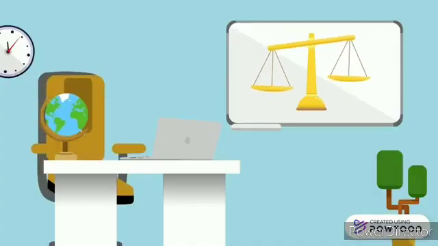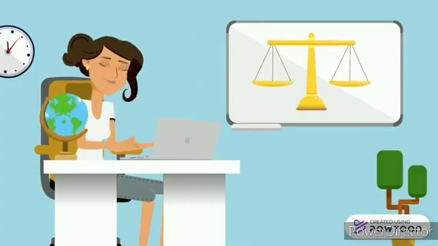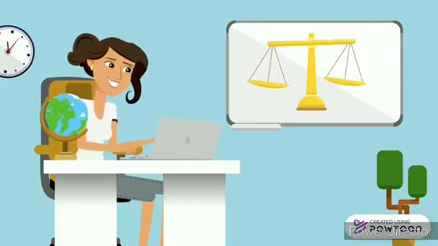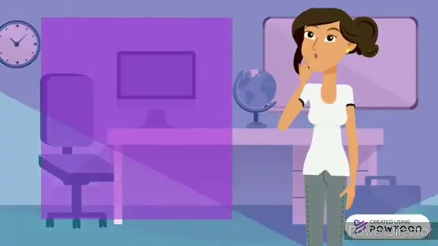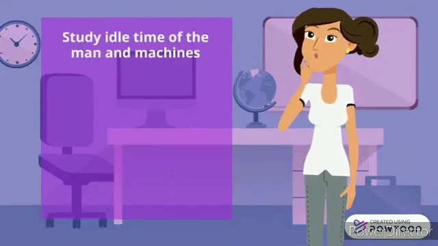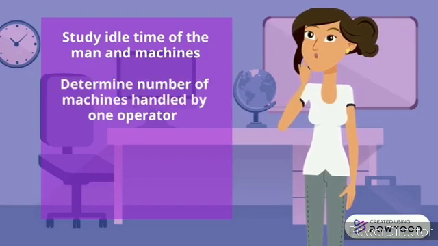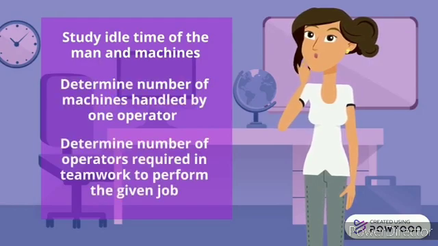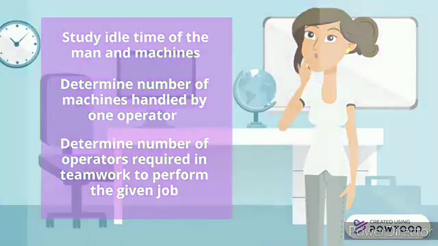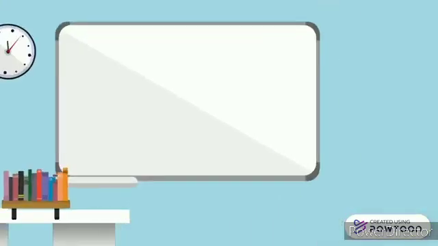It is a chart where activities of more than one subject, worker or equipment, are recorded on a common timescale to show their interrelationship. A multiple activity chart is made to study idle time of the man and machines, determine the number of machines handled by one operator, and determine the number of operators required in teamwork to perform the given job.